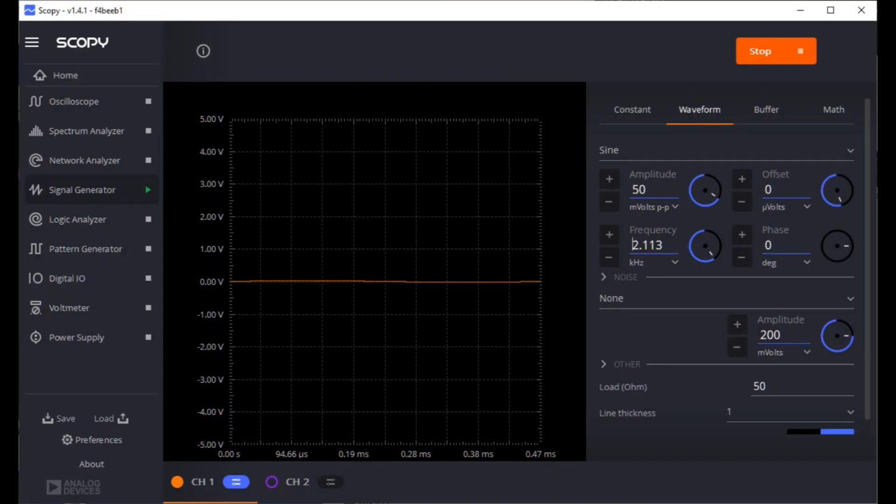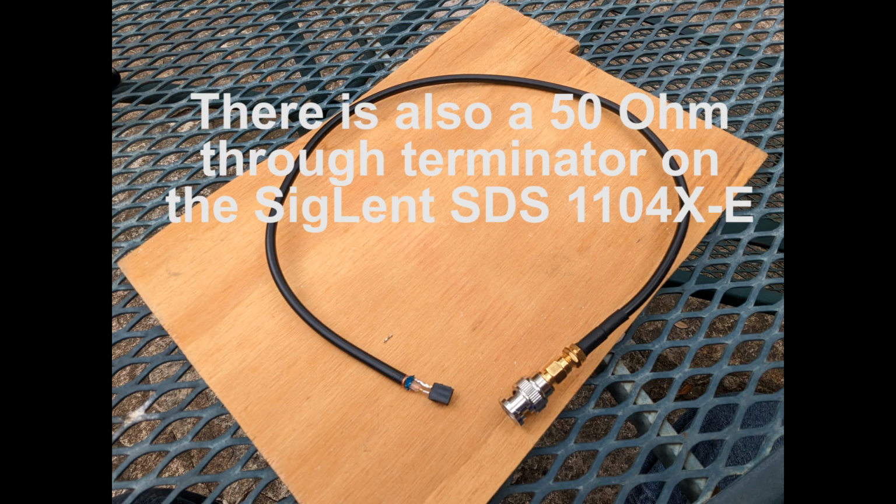The M2K signal generator is set, like shown here, to generate that 50 millivolt peak to peak sine wave of exactly 2.113 kilohertz. That's to match the frequency that the Wien bridge happens to have. Notice that the output impedance is set to accommodate 50 ohms. That's because we're using this 50 ohm coax to connect the M2K to the Siglent oscilloscope.